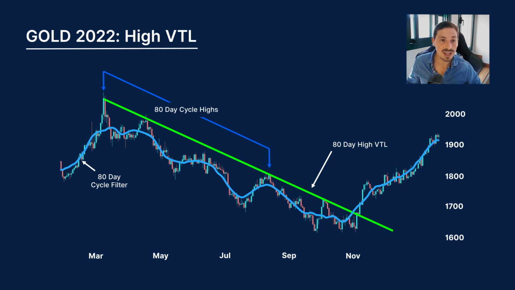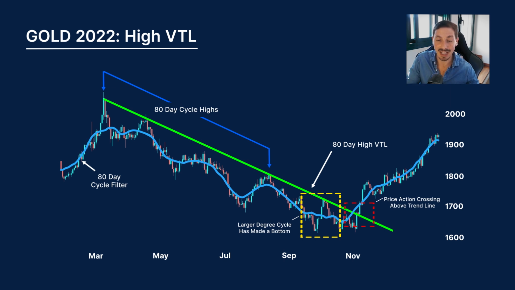All I do from there is connect these two highs, project the line forward, and wait for prices to cross above it. When prices cross above it, I know that a turning point of a large cycle has taken place. In this case, I'm drawing a high VTL, so when prices cross above it, it means that a cycle low of a greater magnitude than 80 days has taken place.